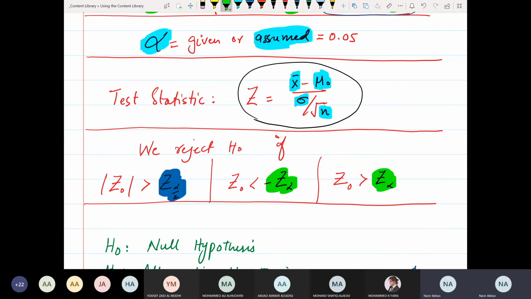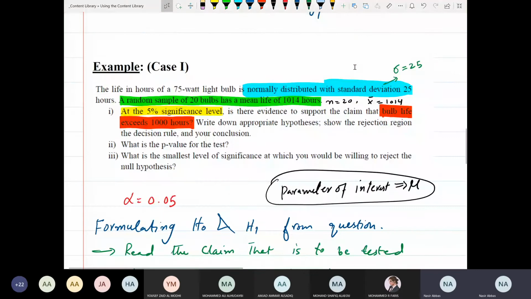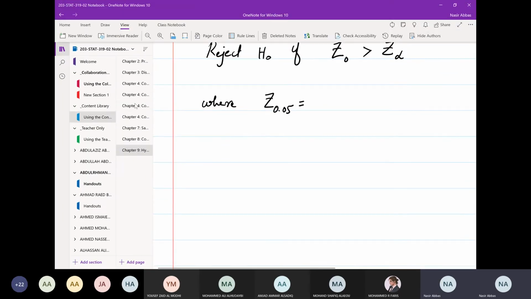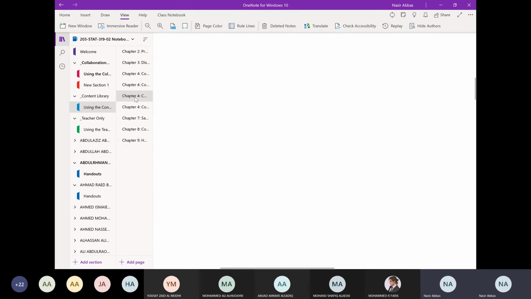So I'll go to the Z table and look for 1 minus alpha, which is 0.95. I look for 0.95 in the Z table, and my corresponding value will be my critical value. So let us go back to the Z table.